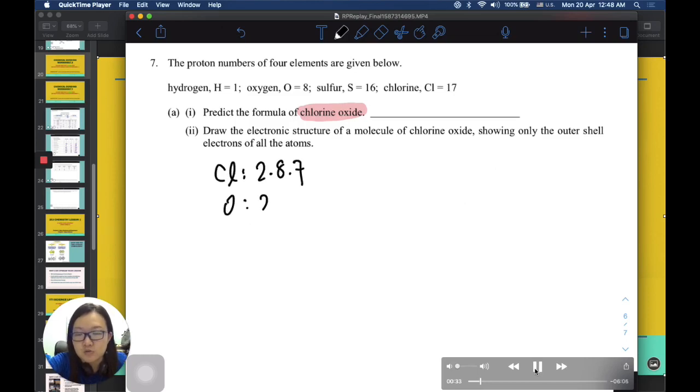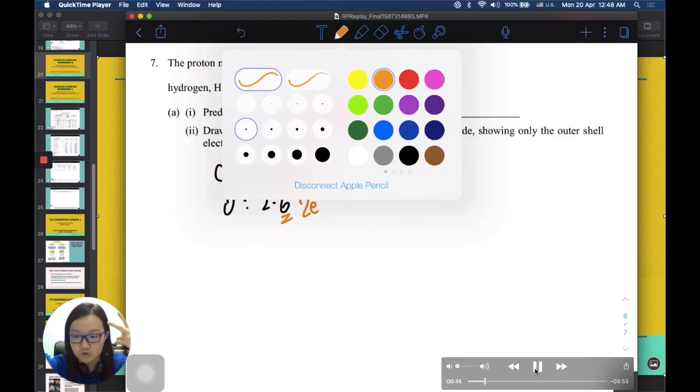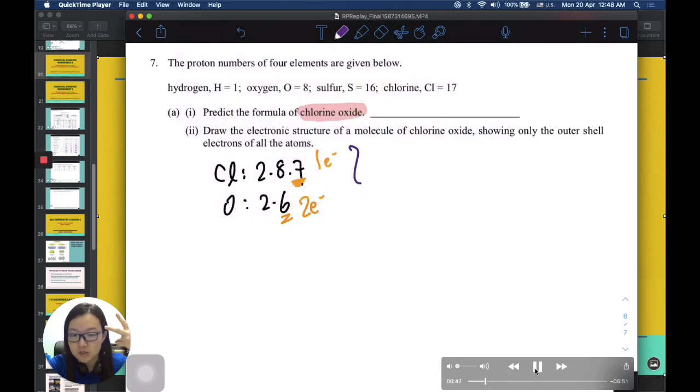So chlorine is 2.8.7, oxygen is 2.6. Okay, so again, using the trick I taught you, chlorine needs 1 more electron to be stable. Oxygen needs 2. So therefore you can manipulate and figure out that it is Cl2O, because you will need 2 units of your chlorine in order to bond with 1 unit of your oxygen.